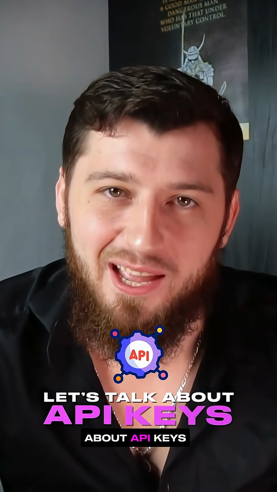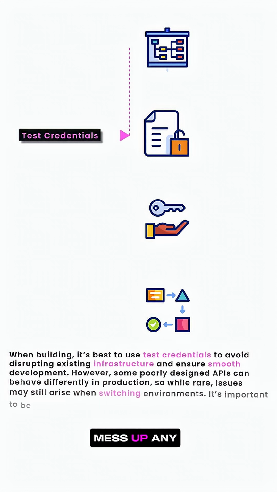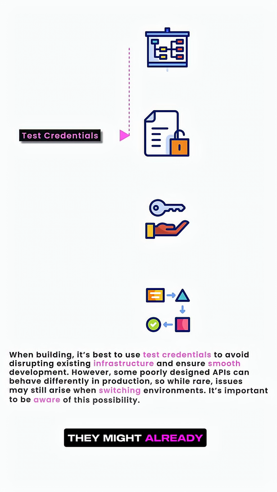Now let's talk about API keys. Generally, while you're building, you would like to use test credentials. This is so that you don't mess up any infrastructure they might already have in place and everything runs smoothly.